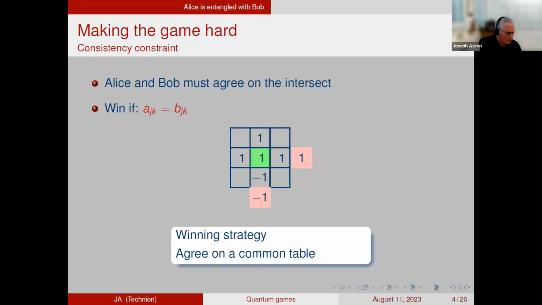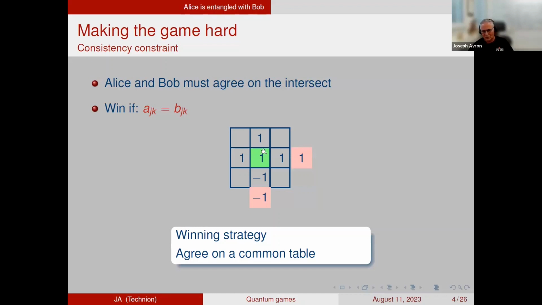Now, the question is, what kind of strategy could Alice and Bob have so as to win the game? In order for Alice and Bob to win the game, they must agree on a table, because they don't know a priori which square is going to be the intersect. So the intersect could be the middle square here, but it could also be this square or that or any other square. So they must agree on a common table that they are going to use so that they will always agree on the intersect.